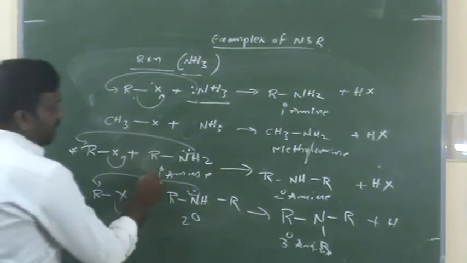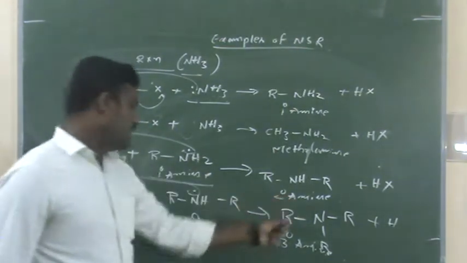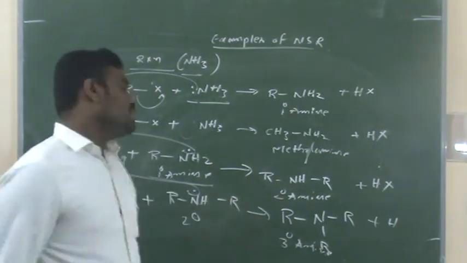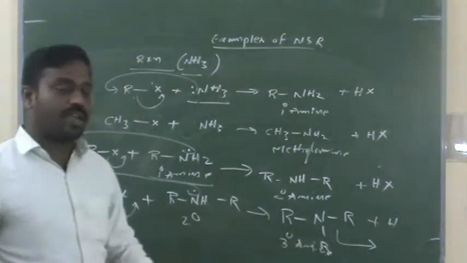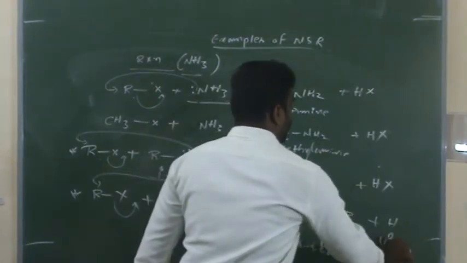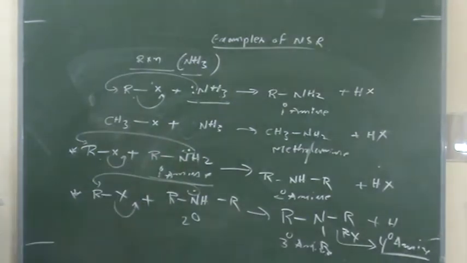Suppose a primary amine reacts with an alkyl halide, we get a secondary amine. A secondary amine reacts with another alkyl halide, we get a tertiary amine. Suppose the continuation is there again: this tertiary amine reacts with another alkyl halide, we get a quaternary amine. This process is called ammonolysis.